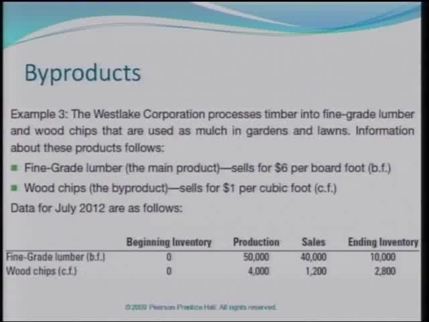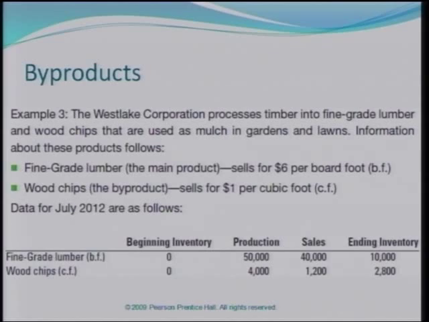As we can see here, we do not have any beginning inventory. The production for our main product is 50,000. The sales is 40,000. And of course, the ending inventory would be 10,000. And for our byproduct, the beginning inventory is 0. The production is 4,000. The sales is 1,200. And the ending inventory is 2,800. Of course, this is according to the board foot and the cubic foot. These are not amounts. These are physical attributes of the main product and the byproduct.